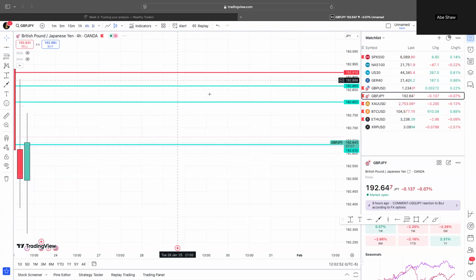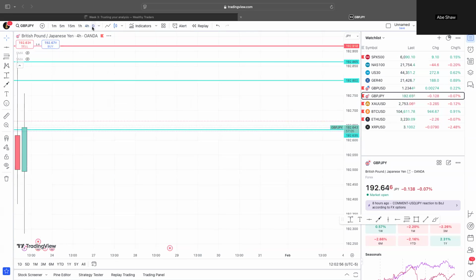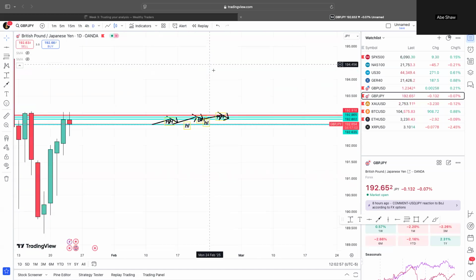So here you can see, let me see. Now the chart moved, that's stupid. I can't even zoom in how I was before.